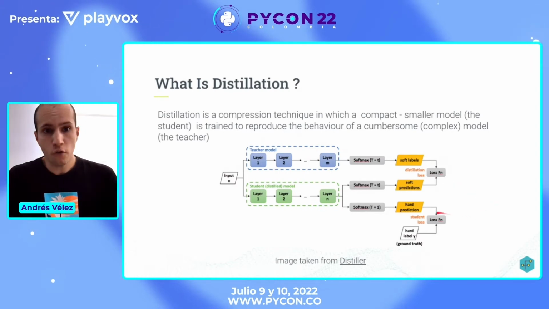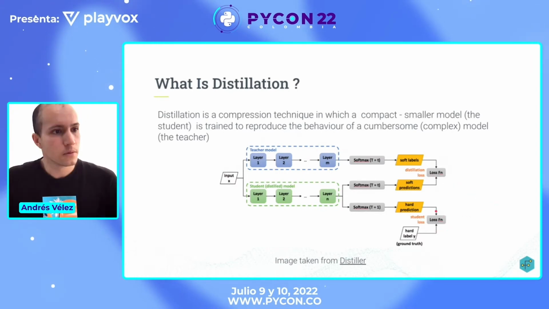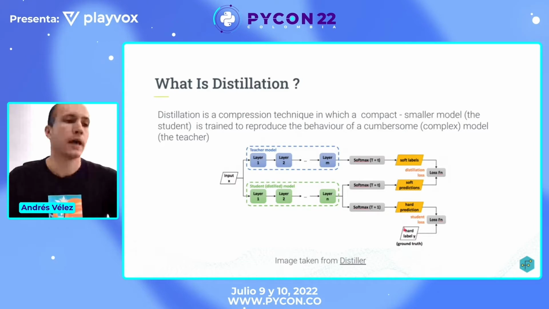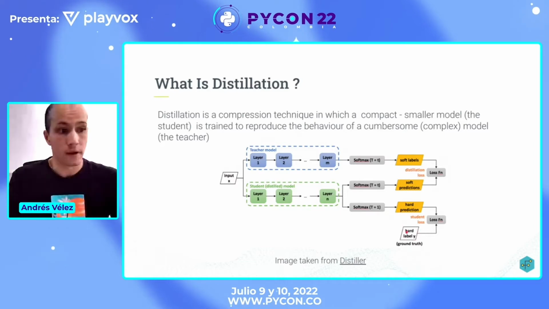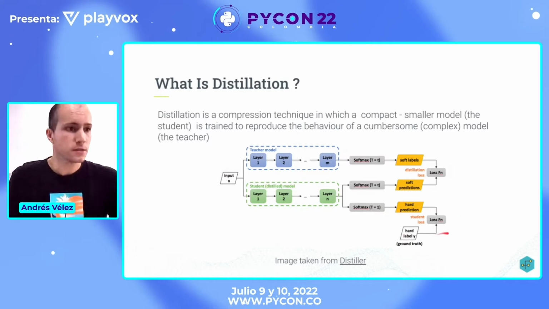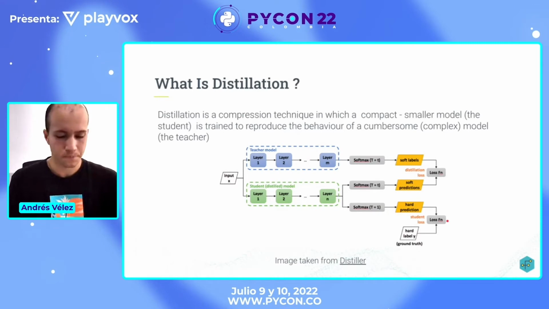The other loss function takes into account the hard predictions output by the student model, and also the hard labels or the ground truth information. So for this loss function, we actually use a cross entropy function.